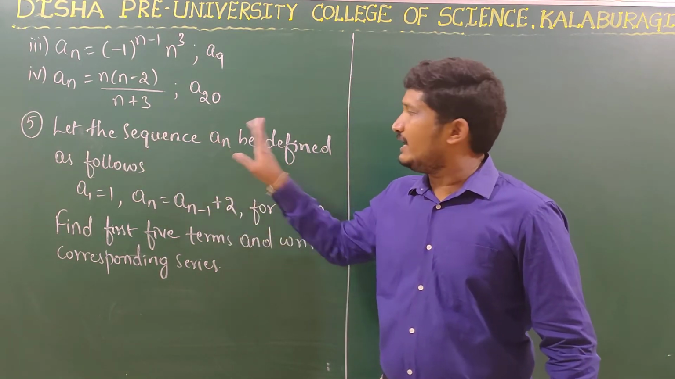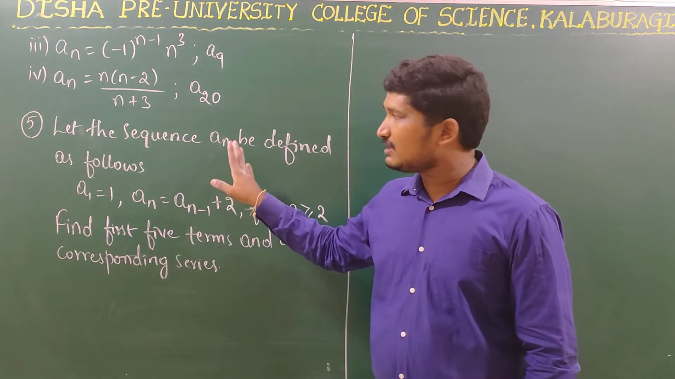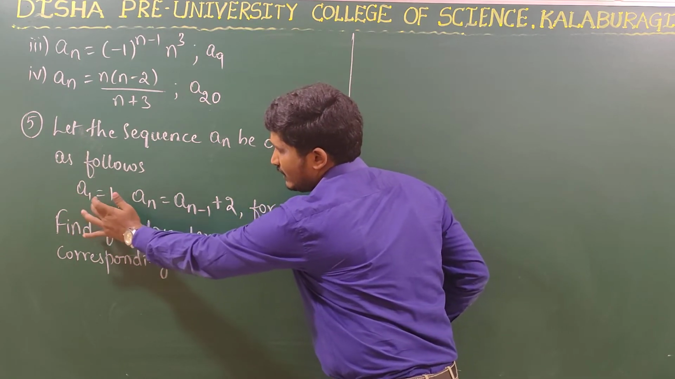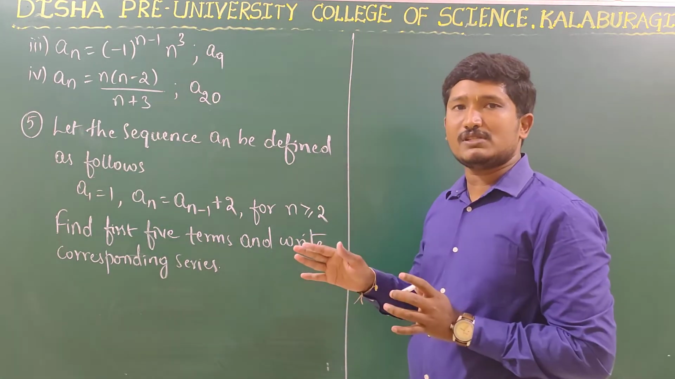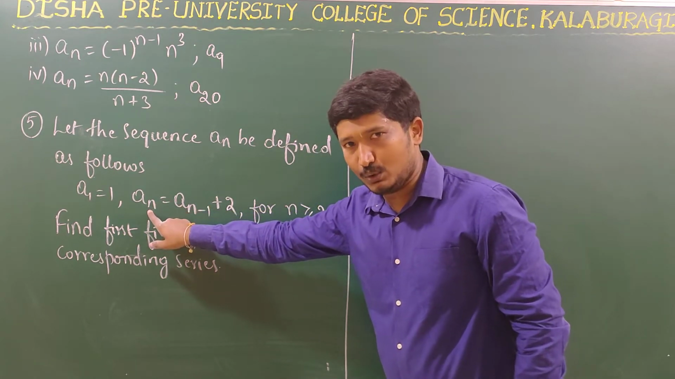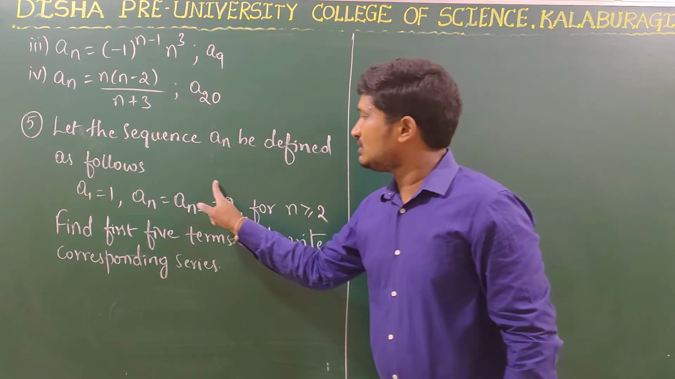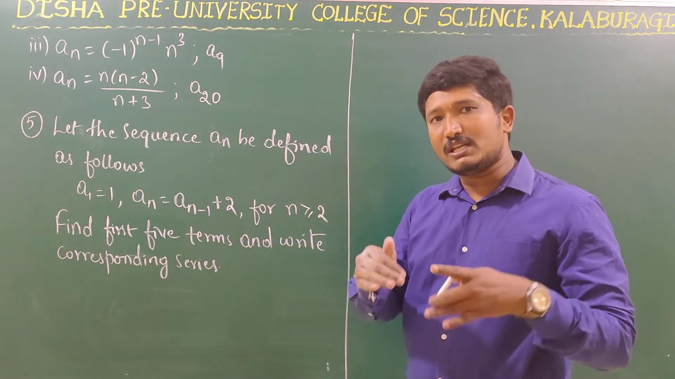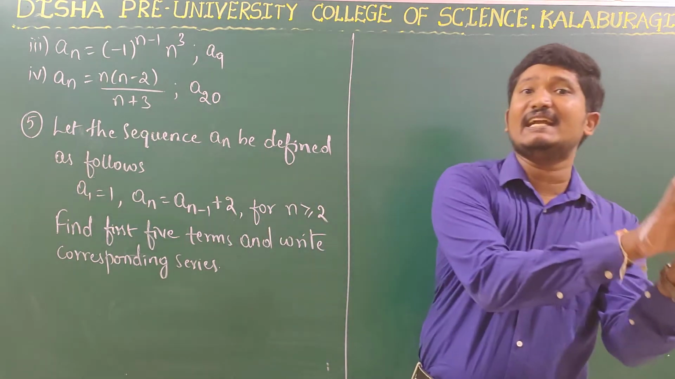Let the sequence an be defined as follows. They have defined the sequence as, you are given the first term of the sequence here, a1 is equal to 1. And for the remaining terms, the sequence is defined as an is equal to an minus 1 plus 2. So this is nothing but what?